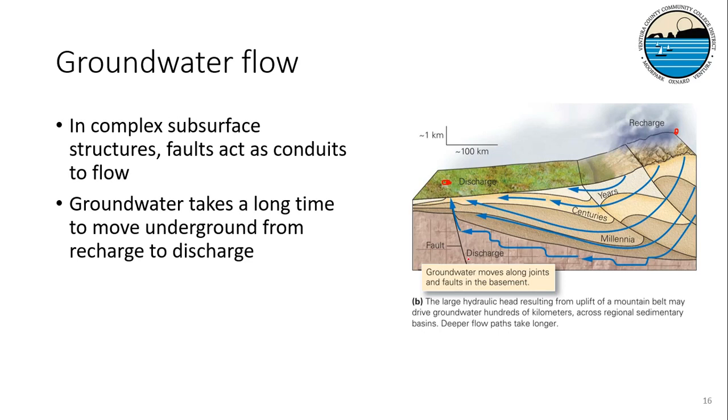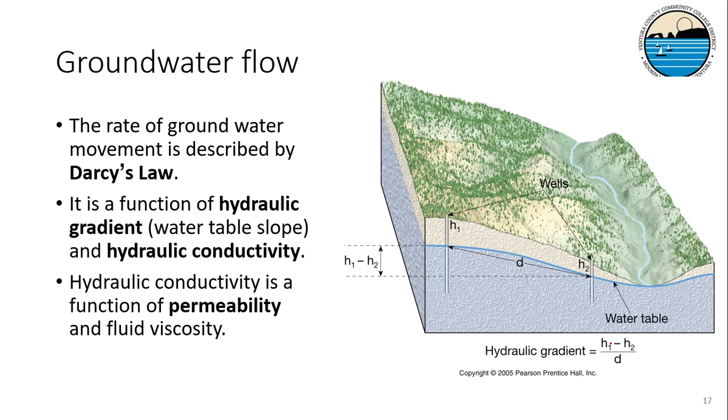And that makes it easier because we have this fault that acts as a conduit. And so groundwater can also flow along joints and basements and all these different boundaries as well. So groundwater flow is very complex. The flow can be calculated and described by an equation called Darcy's law.